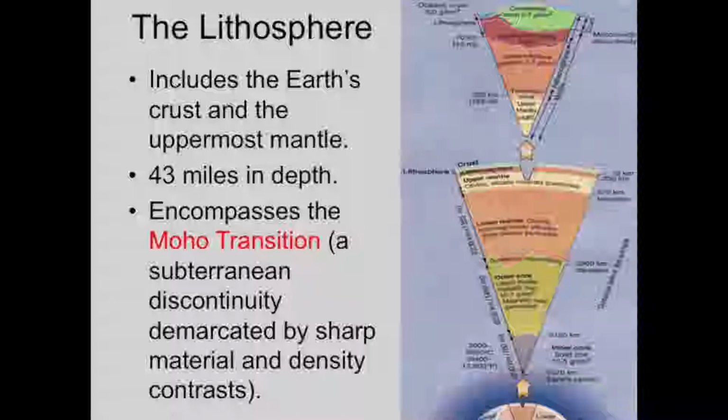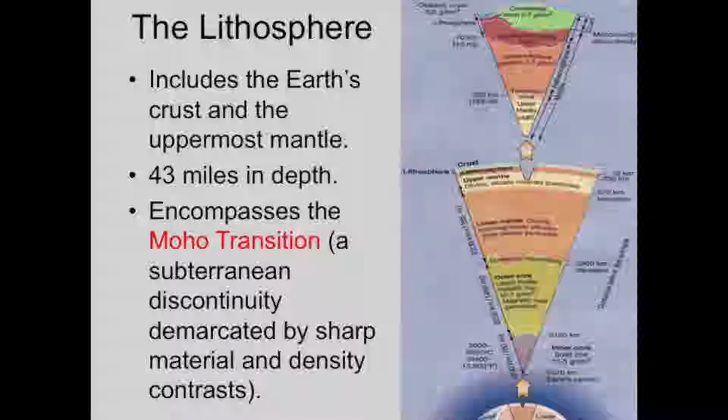A second transition that is directly applicable to our definition of the lithosphere is the Moho transition. The Moho transition separates the rigid uppermost mantle from the crust. And in this case, the crust will have two particular categories. It will be both oceanic and continental, but we'll get to this in just a moment.